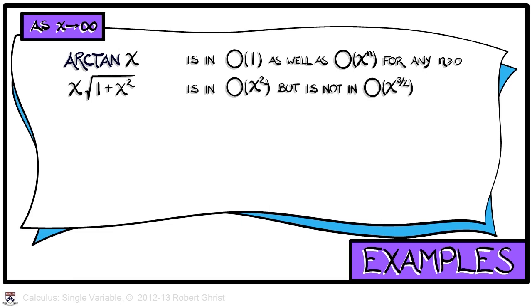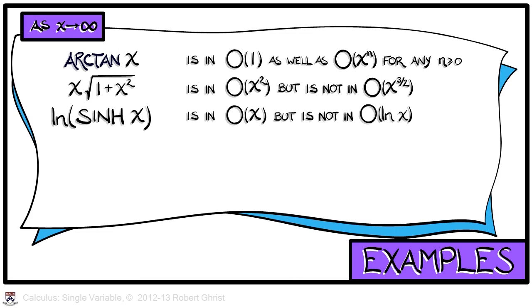X times square root of 1 plus x squared grows quadratically at most, but it is not in big O of x to the 3/2. The log of the hyperbolic sine of x is really in big O of x. It's got linear growth at most. It's not in big O of log of x. It grows too fast for that.